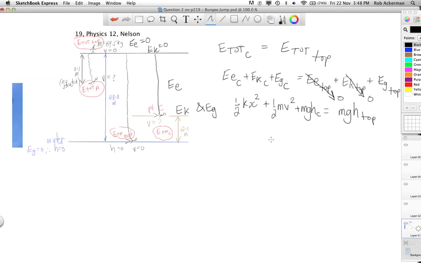Now let's look at the information that was given in the question. They gave you the k value, so we know this. They gave you the mass, so we know that, and we know that, and we know that. And of course, you know g is 9.8, and you know the g in there. Now, what is the height at the top? That's the 48 meters, so you know this. What is the height at point C? They told you 12.5 meters above the water.